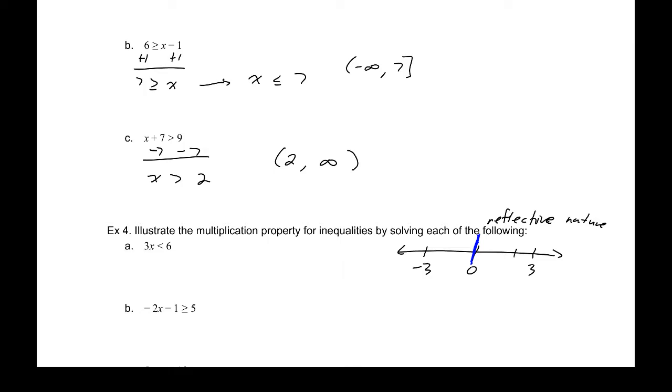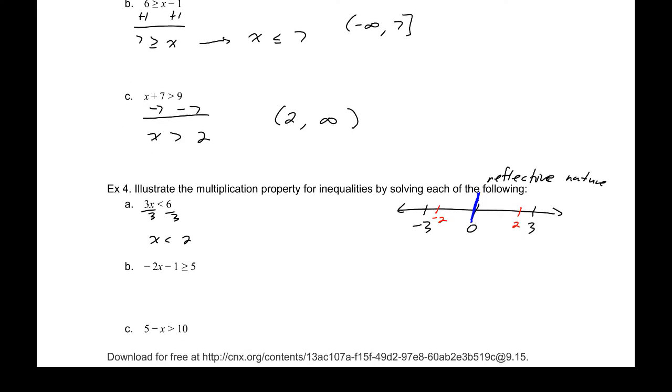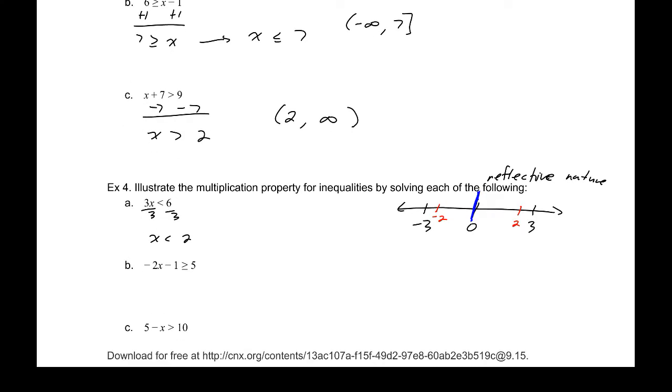Because if I take, let's use a different color for this, if I put 2 on this number line and negative 2, negative 3 is less than negative 2. However, 2 is less than 3. We have a reflection, a flip, if you would. So if we divide or multiply by a negative, if that is introduced here, then something changes. So for part A, divide by 3, x is less than 2. And that's it. No change, nothing crazy. We just divided by a positive number. So in interval notation, that would be negative infinity to 2, not including 2.